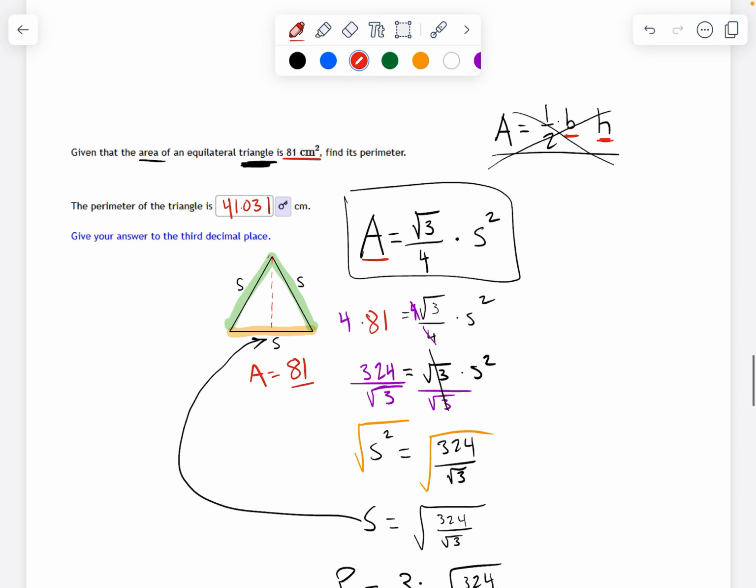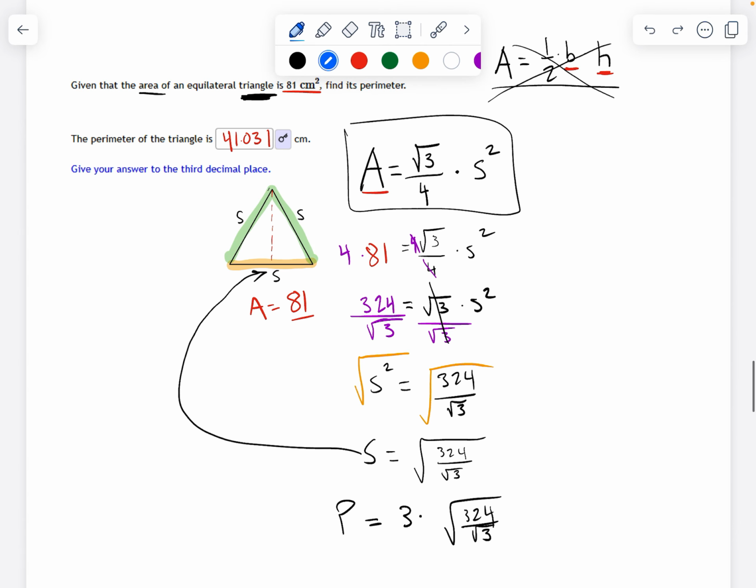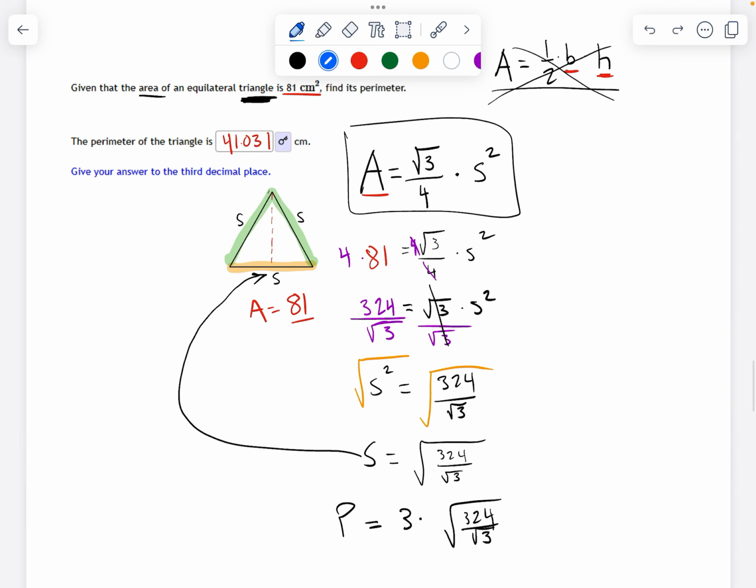And that's as crazy as it gets. If it wasn't an equilateral triangle, I would default to the regular area of a triangle formula. But because we can, we use a more specific formula. So just keep that in mind. Just keep an eye on what formula you're allowed to use given what shape you have.